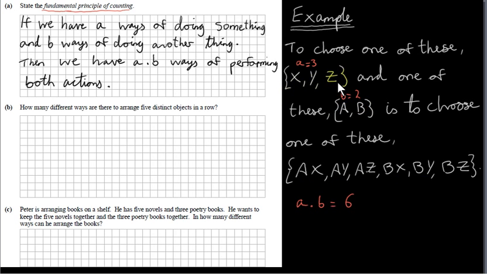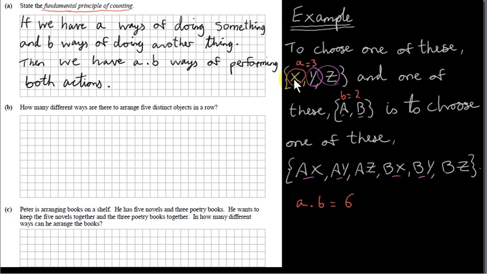Of course, we could look at that in reverse. For each element in this set here, we can pair it off in 2 ways with each element in this set here. So for example, if we choose this element X in this set, we can pair it off in 2 ways with each element in this set. So X is paired off with A and X is paired off with B. We can do the same for Y. There are 2 ways to pair Y off with each of these elements. And finally for Z, another 2 ways.